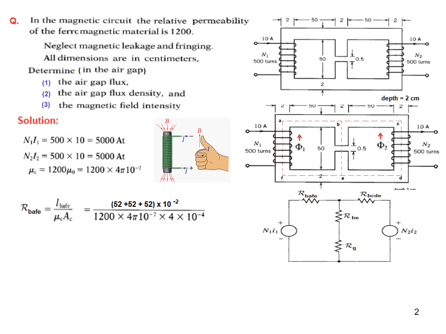And then let's come to the dimension. Now from here you can see this part is 50, up to this point is 50. We are taking half of 2, so 1, and also half of 2 from here, so 1. So this becomes 52. Similarly, this is also 52 because this is 50 and 1 and 1, and this is also 52. So the total length is 52 plus 52 plus 52 in centimeters. We multiply by 10 raised to the power minus 2 to convert it into meters.